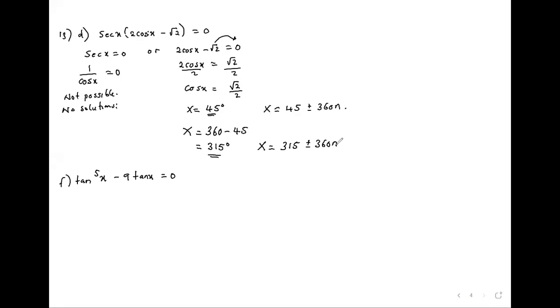Then tan 5x minus 9 tan x is equal to 0. Wow, tan x is common and we will remain with tan 4x minus 9 is equal to 0. Meaning that tan x is 0 or tan 4x minus 9 is 0.